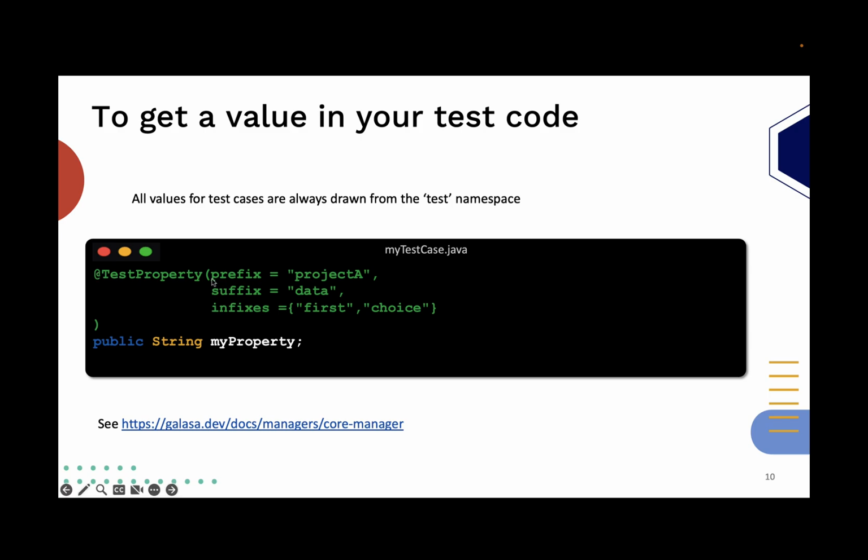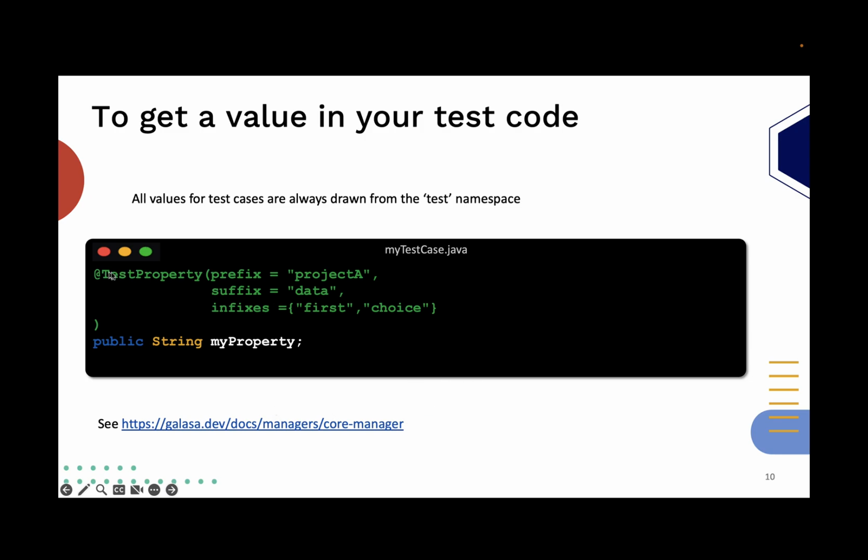In your test code, you can do things like this. There's an annotation called test property, which comes from the core manager, and you could specify the prefix, suffix, and a list of infixes. The prefix must always match, the suffix must always match, but the infixes are a list of possibles that could match in the middle of your property. And there's an implicit empty infix involved in the matching.